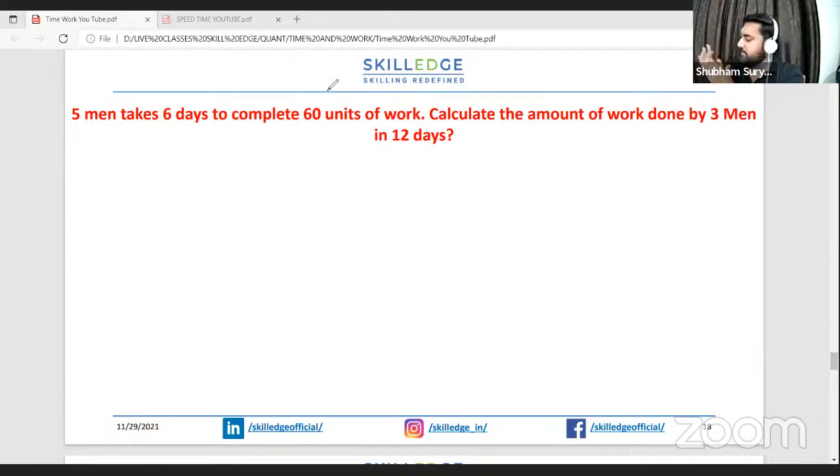Try to solve it using your own technique, guys. 1 minute is left. Last 10 seconds, guys.